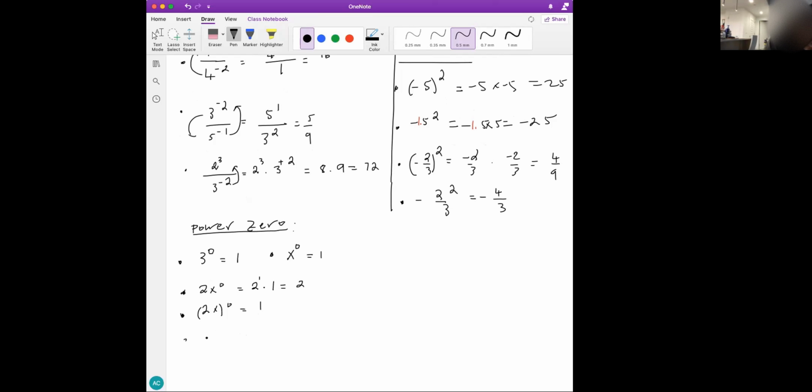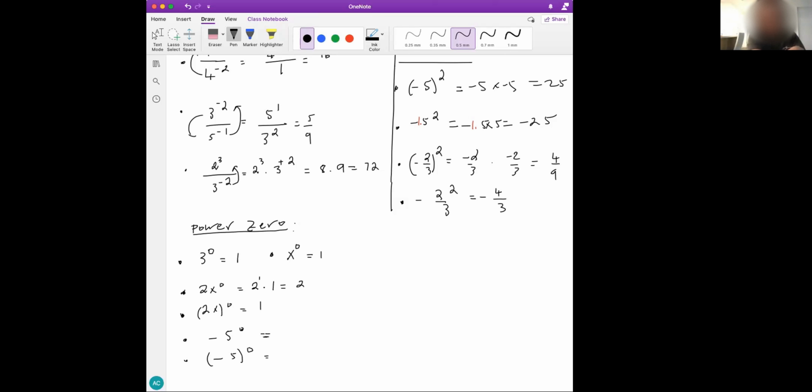Now, what is negative 5 to the power 0? And what is negative 5 in parentheses to the power 0? What do you think this is equal to? 1. Not exactly 1, but -1. It should be negative 1.